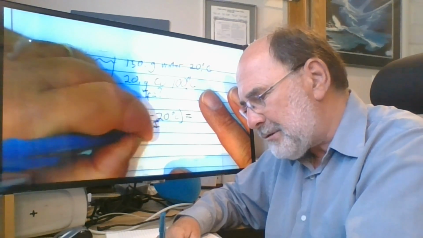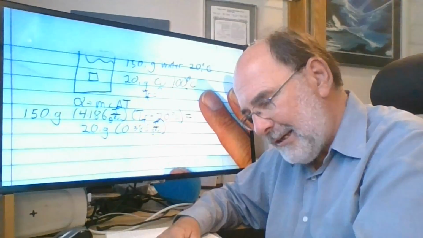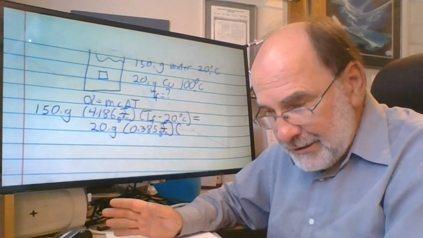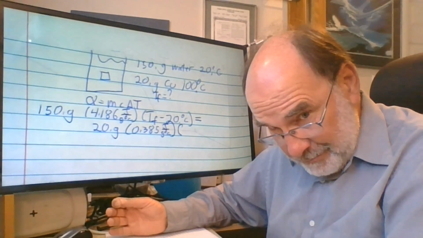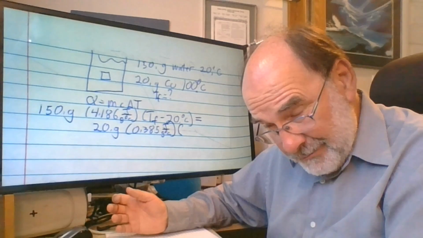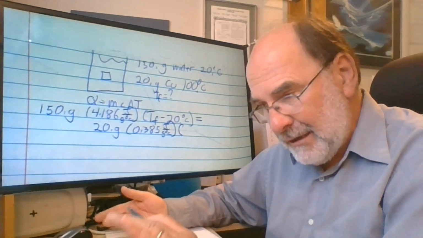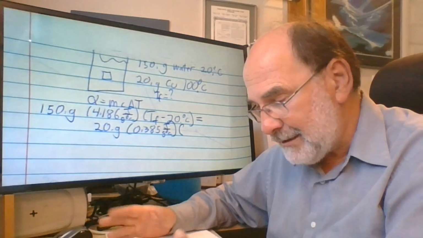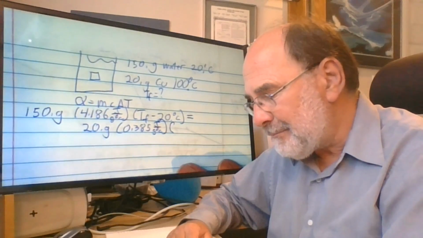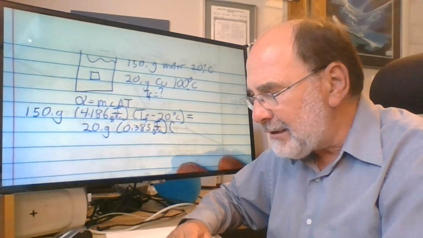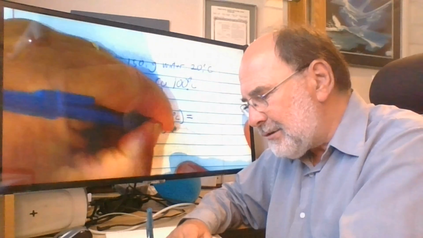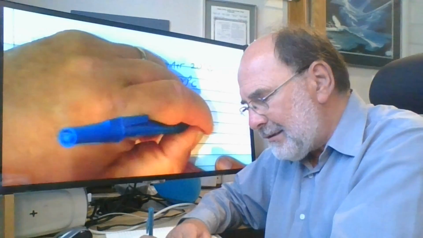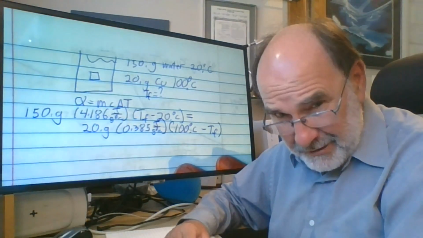0.385 joules per gram per degree Celsius times, open parentheses, and properly, delta T should be written as final minus initial. This would give us a negative heat because we're losing it. I'm going to reverse that so that it becomes a positive quantity on both sides of the equal sign. And therefore, I'm going to write this as 100 degrees C minus the final temperature, close parentheses.